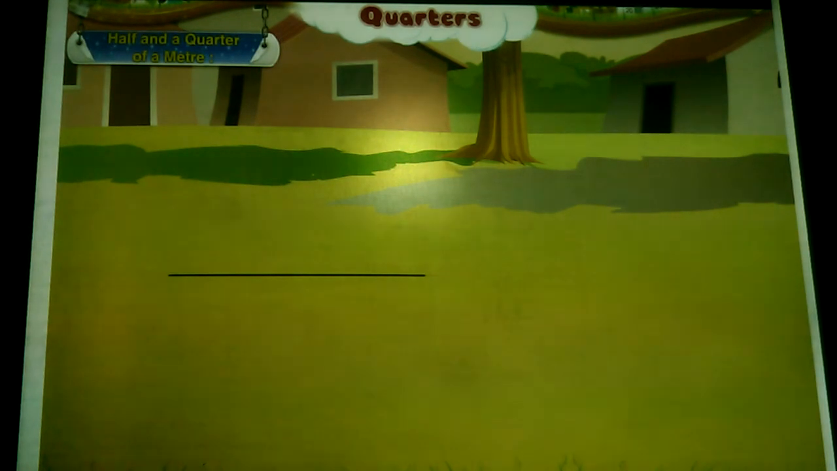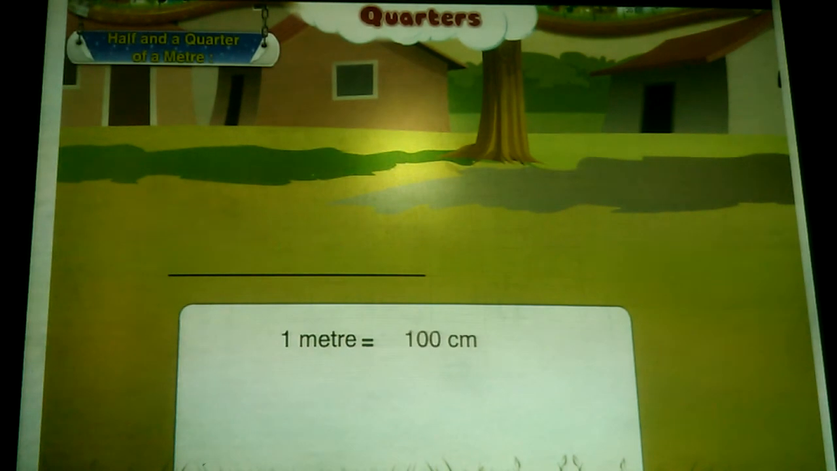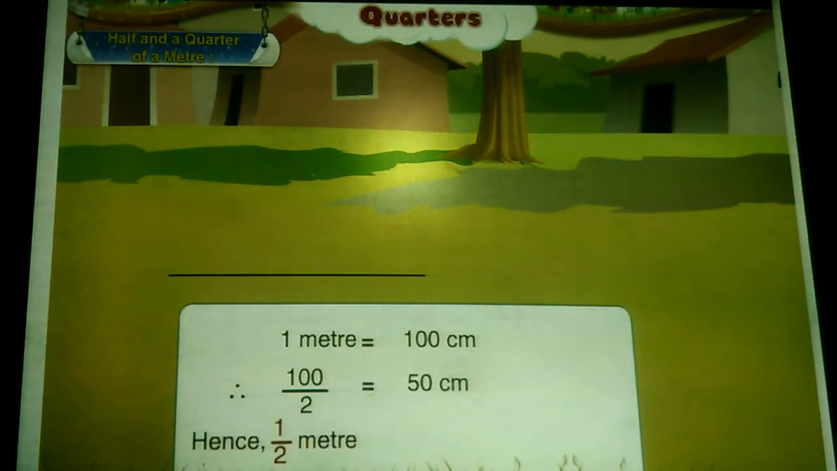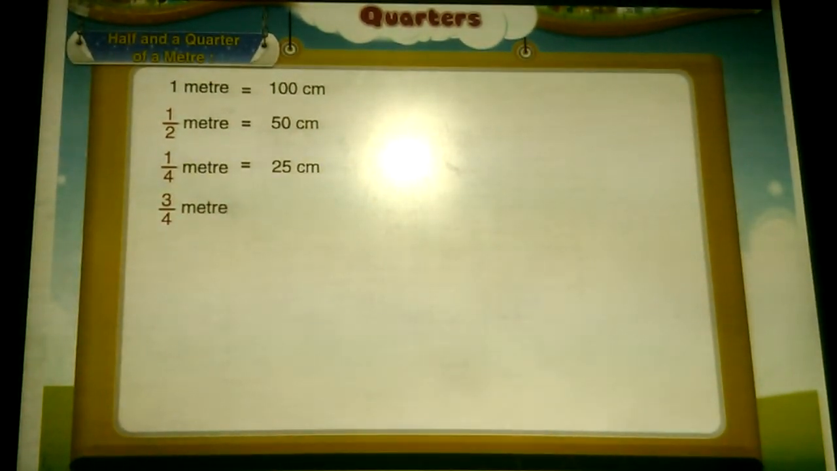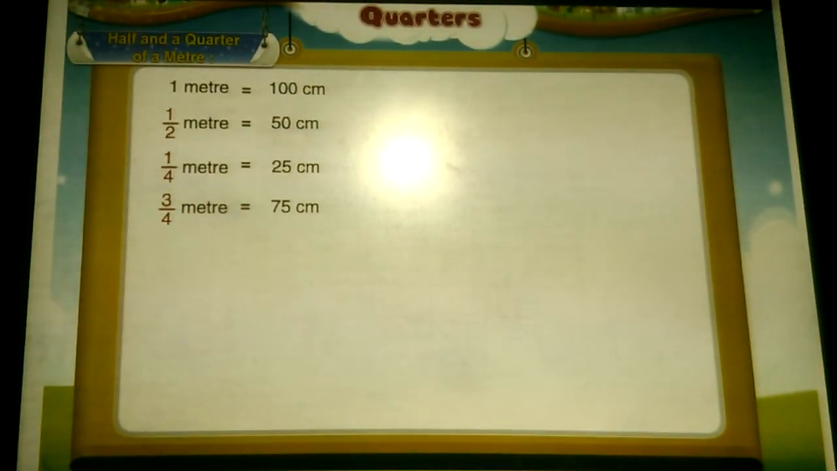How many centimeters long is the line? 1 meter is equal to 100 centimeter. Half of 100 centimeter is 50 centimeter. Hence, half meter is equal to 50 centimeter. 1/4 meter, that is a quarter meter, is equal to 25 centimeter. 3/4 meter is equal to 75 centimeter.